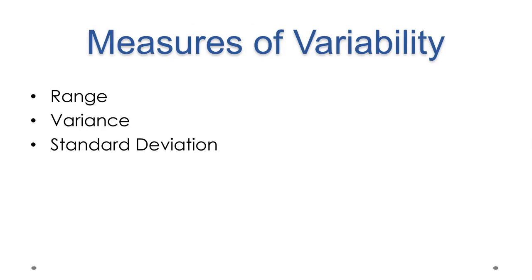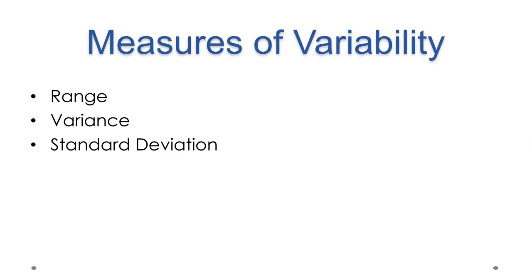Remember that there are three things we want to know about a set of data: its shape, its typical value or measures of central tendency, and its spread of scores or measures of variability. We've already looked at how to describe the shape of distributions and how to calculate and interpret measures of central tendency. The purpose of measures of central tendency is to describe the typical value of a variable.